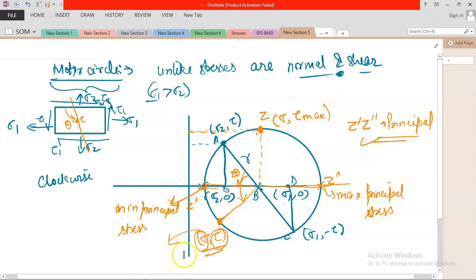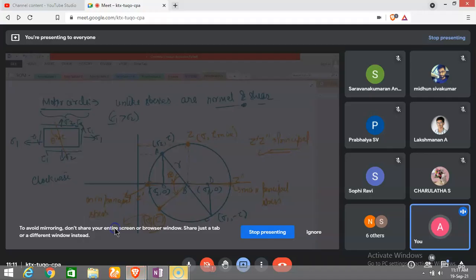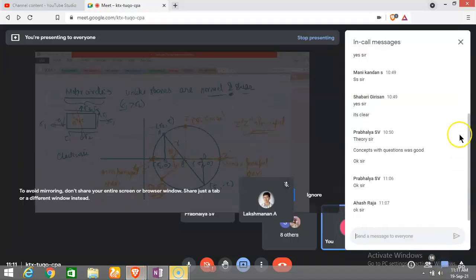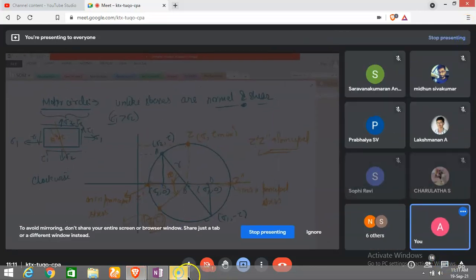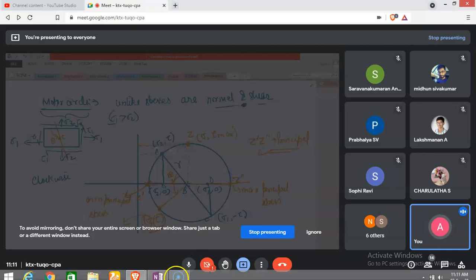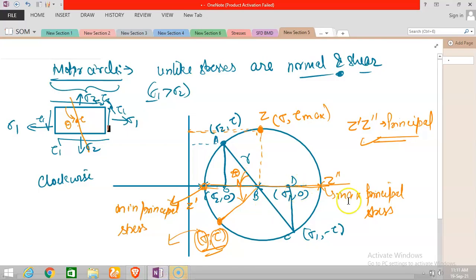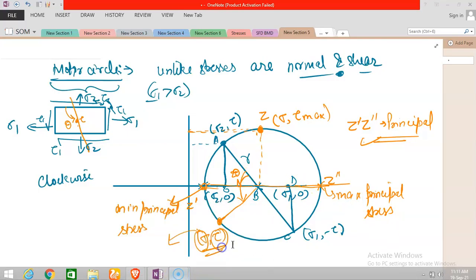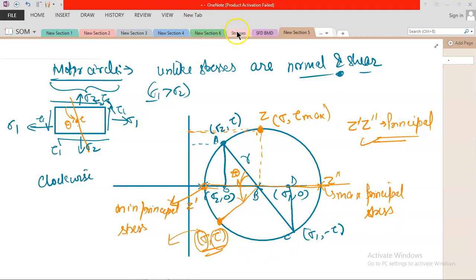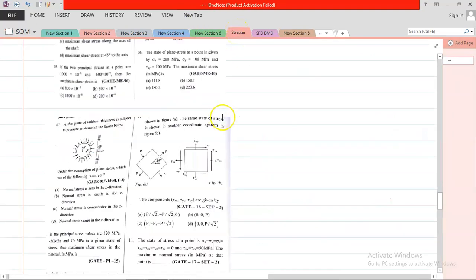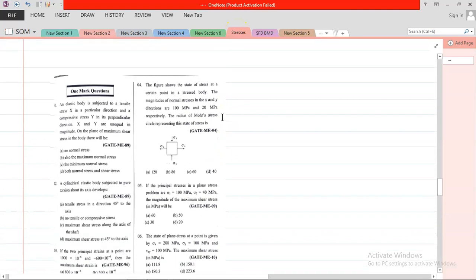So, anyone has any doubt with the Mohr circle concept? Is it okay? Then I discussed the concept, now I am going to the questions.